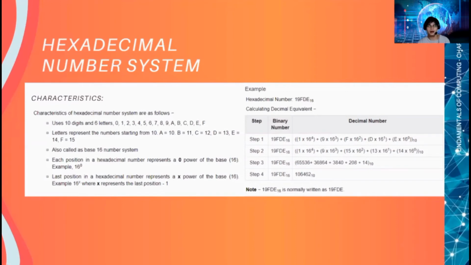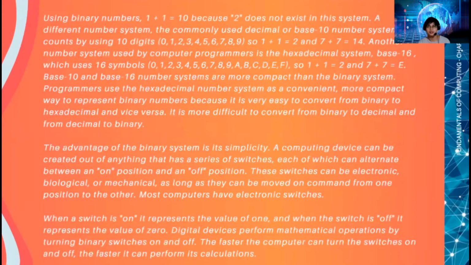So again, binary is base 2, octal is base 8, and hexadecimal is base 16. Those were the different number systems.